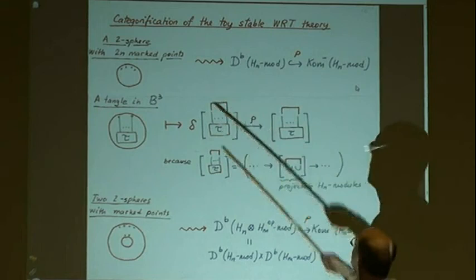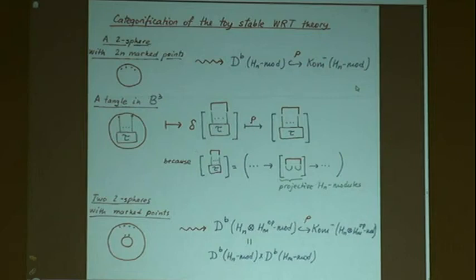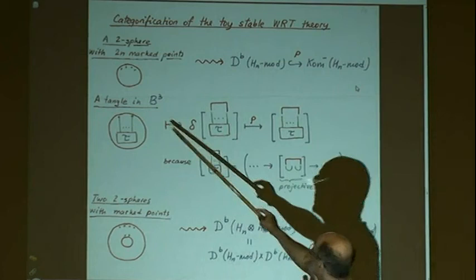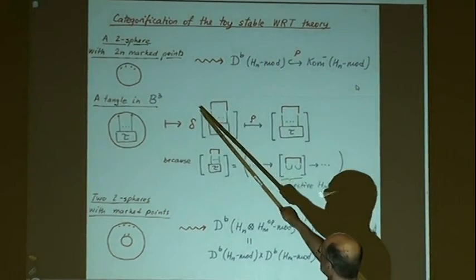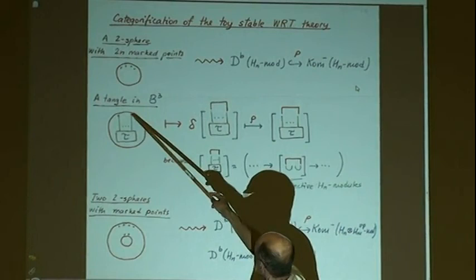A sphere with 2N marked points. We associate the derived category of HN modules. That's the answer. To a tangle sitting here, what should we associate? So, Misha associated to it a complex of modules over HN. It has only upper N, so it's a module over HN.